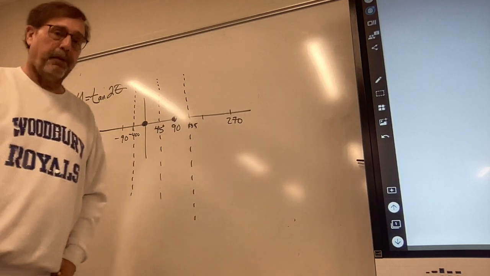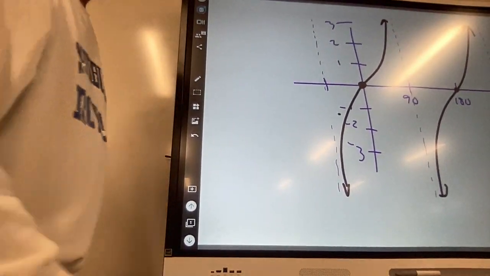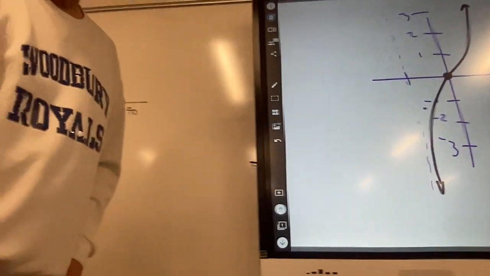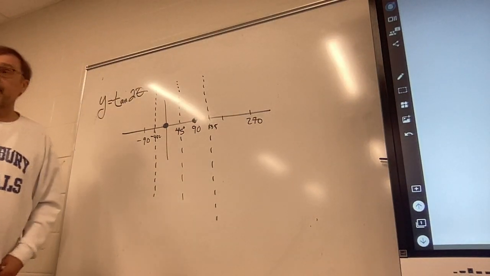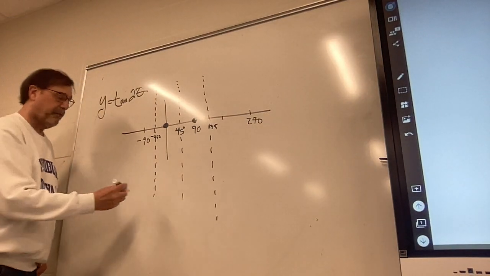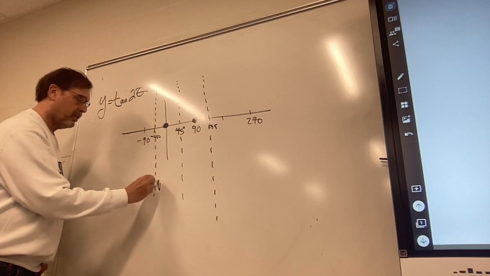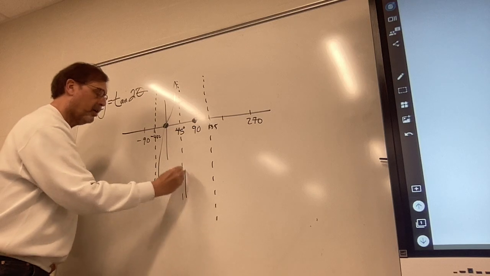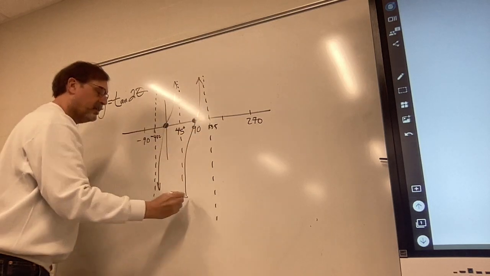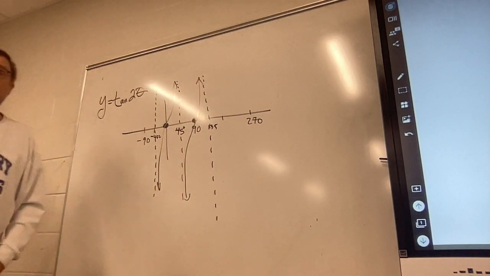So these important points, we've cut them all in half. And if you look up here, please, here's what the graph looks like. It just almost gets to 45. It almost gets to 90. And it would continue on and on.